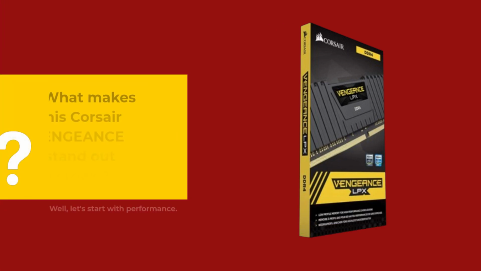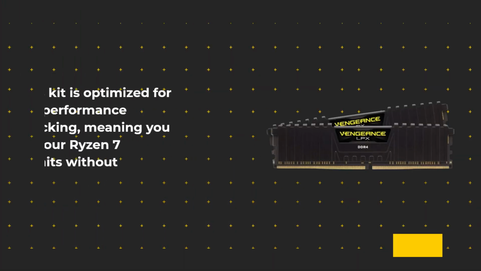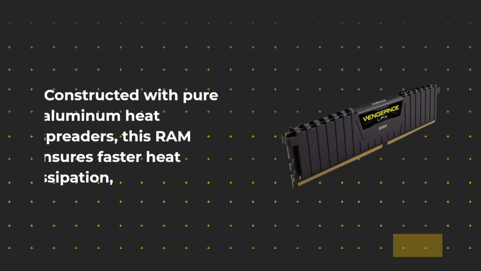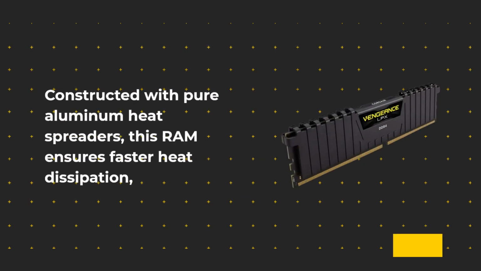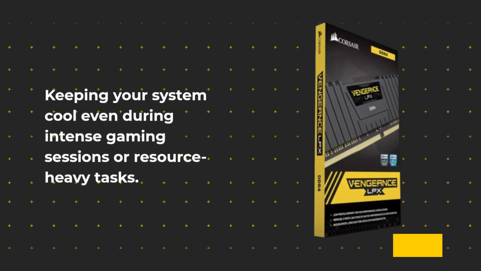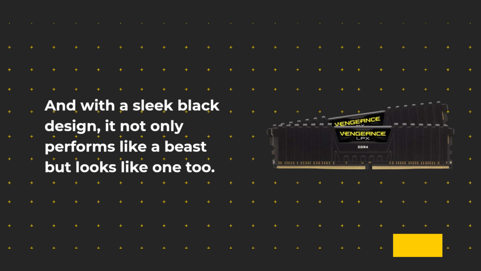What makes this Corsair Vengeance LPX stand out from the crowd? Well, let's start with performance. This kit is optimized for high-performance overclocking, meaning you can push your Ryzen 7 5700X to its limits without breaking a sweat. Constructed with pure aluminum heat spreaders, this RAM ensures faster heat dissipation, keeping your system cool even during intense gaming sessions or resource-heavy tasks. And with a sleek black design, it not only performs like a beast but looks like one too.